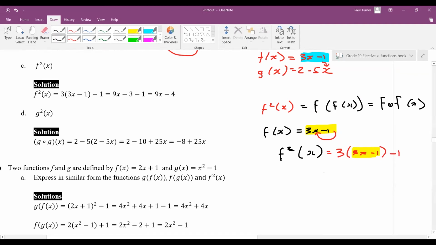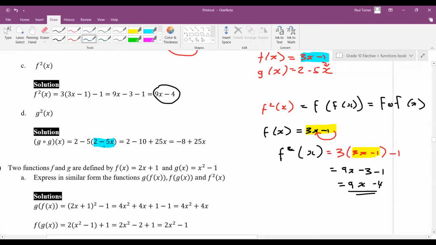Okay, so that would become 9x minus 3 minus 1, 9x minus 4. And the same for g. So we take the g function, let's just look at that here. We take the g function and we put it back into itself. And you can see how we've done that.